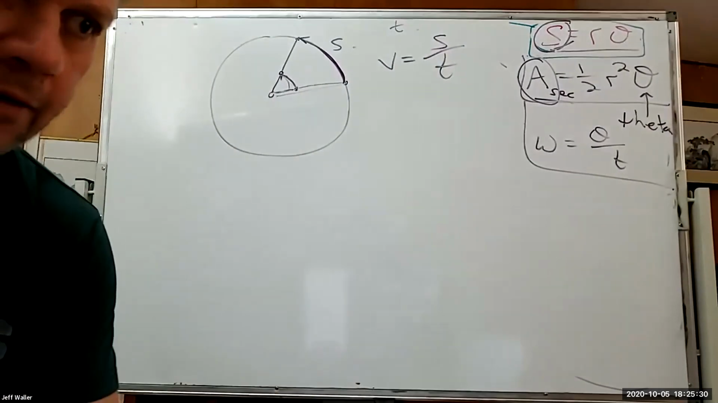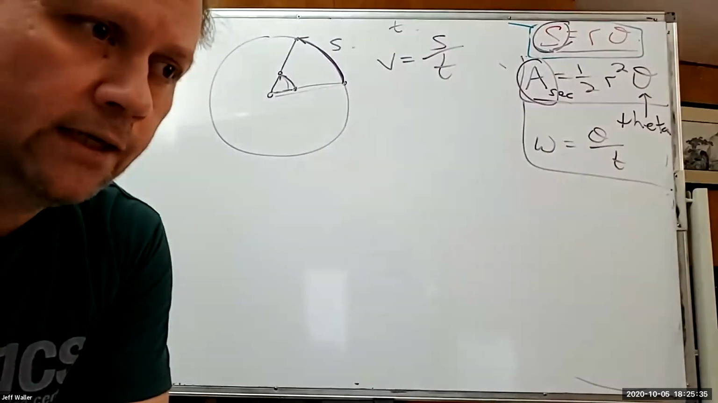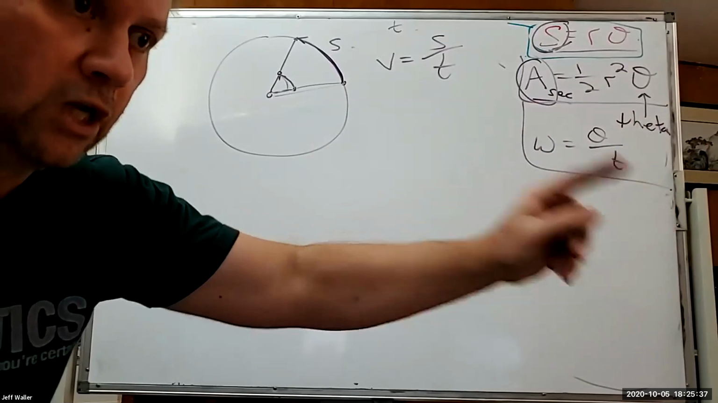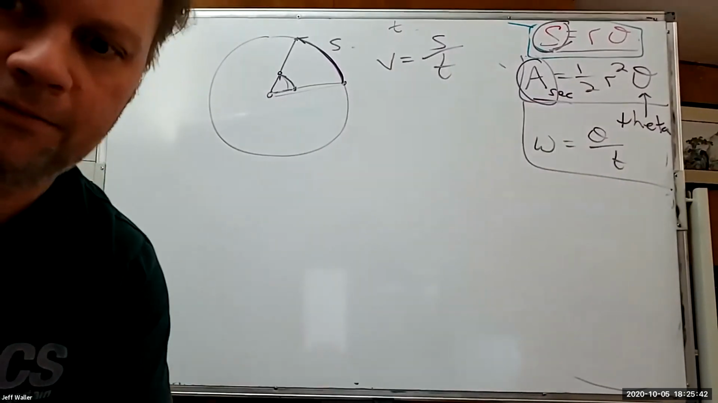All right, let me stop for a minute. That hasn't changed. So even if you're running around a circular track, how do you figure out your velocity? Well, you figure out the distance you traveled. It's going to be an arc length. The distance you traveled divided by how long it took you. Right? That's velocity.